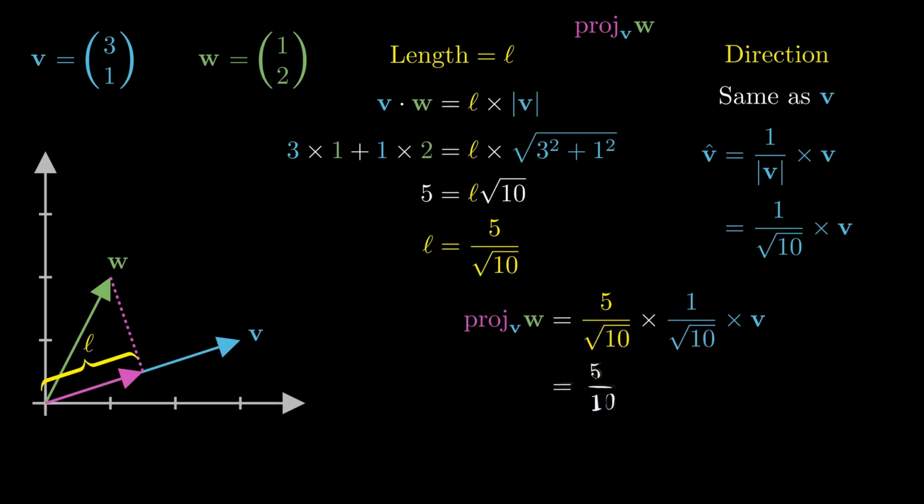Okay, so the roots cancel. After doing this a few times, you'll notice that always happens, but that's how much we need to scale V by. Now, of course, V is just (3, 1), and 5 over 10 is a half, so we get a final projection vector of (1.5, 0.5).